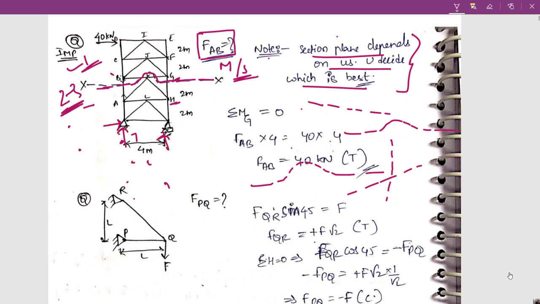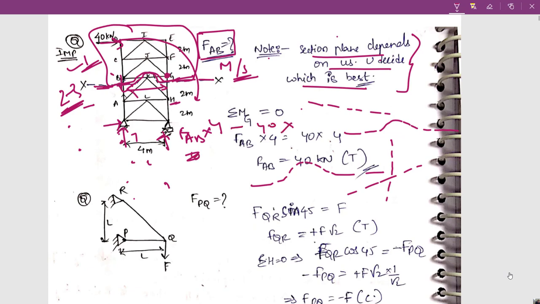If I take the top part, the only forces acting are at G, each with a perpendicular distance. FAB into this distance, which is 4 meters, equals 40 kilonewton. It is acting clockwise, and this force is acting anti-clockwise. So FAB minus 40 into this distance, which is again 2 plus 2, 4 meters. FAB equals 40 into 4 divided by 4, which is again 40 kilonewton.